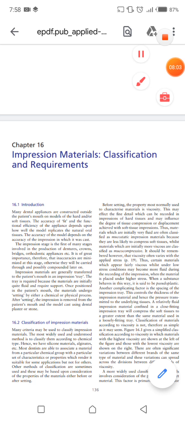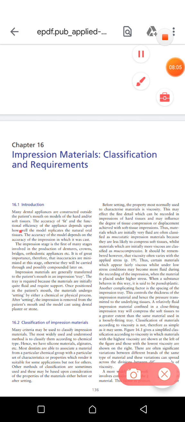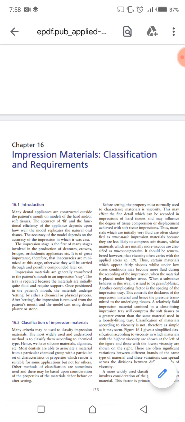Okay, you need to remember this part. The accuracy of the model depends on the accuracy of the impression in which it was cast. Okay, I have discussed cast already, so don't worry about it.